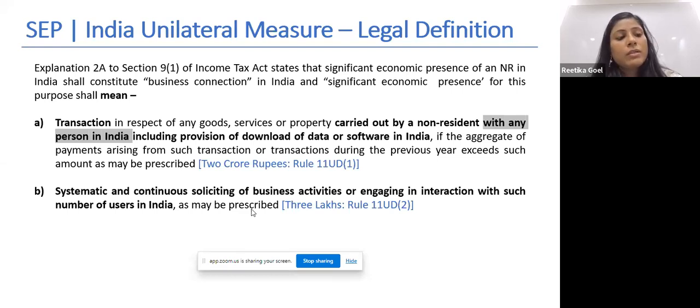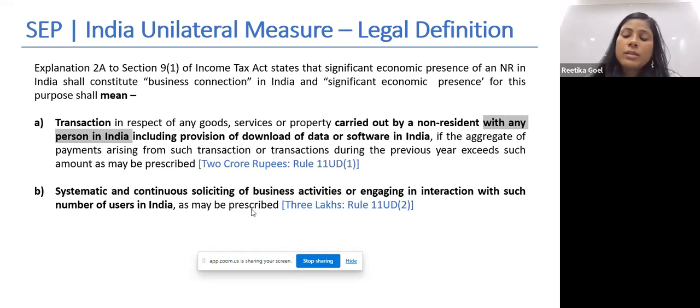So if you see the income tax return form for financial year 22-23, on the first page itself there is a new clause being mentioned. Do you have a PE in India? If you have a PE, you can mention yes, and then accordingly you will fill in the form.